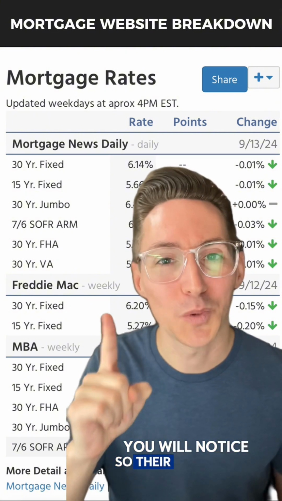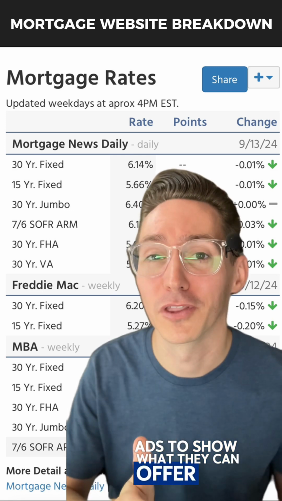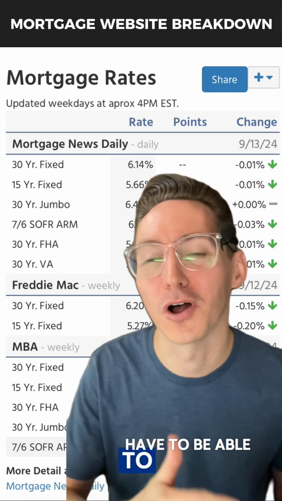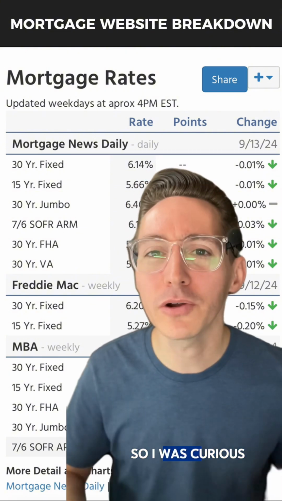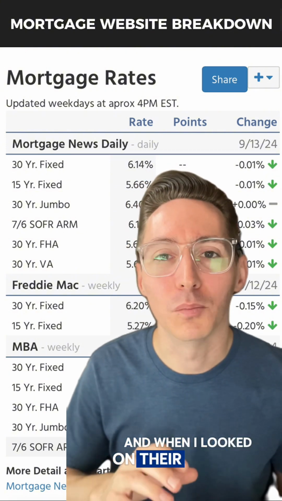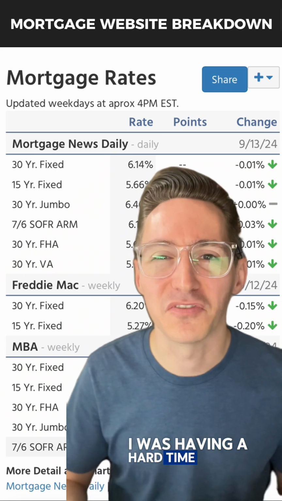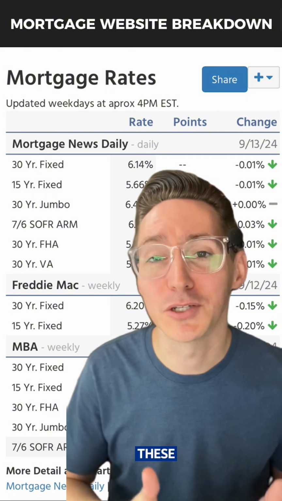You will notice, though, their sponsors do, because their sponsors that are paying for ads to show what they can offer for their interest rates have to be able to follow lending guidelines. You will see APRs listed there. So I was curious as to how the website was coming up with their information. And when I looked on their mobile website, I was having a hard time finding how they explained what they were doing to come up with these interest rates.